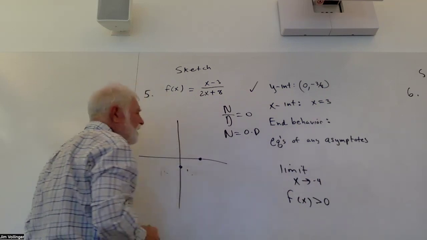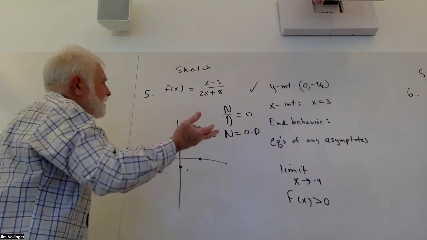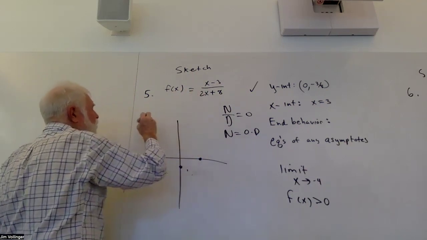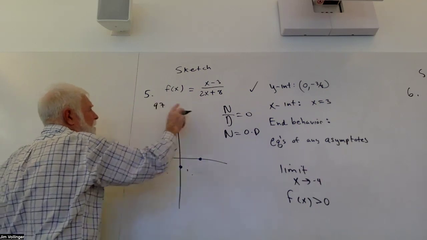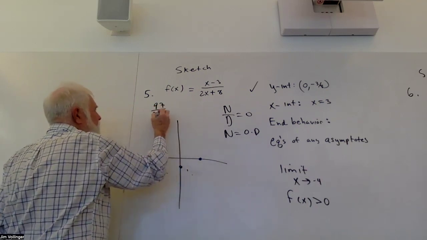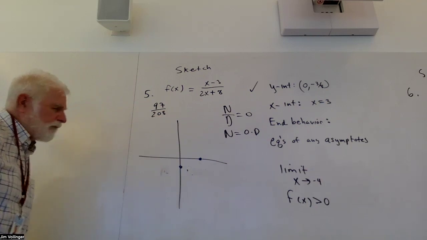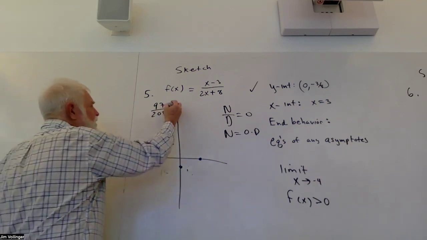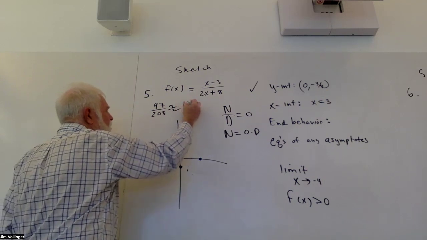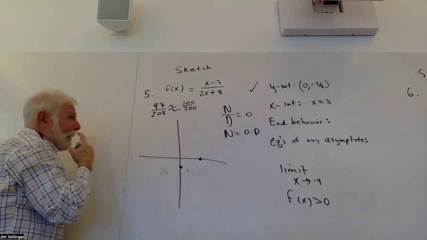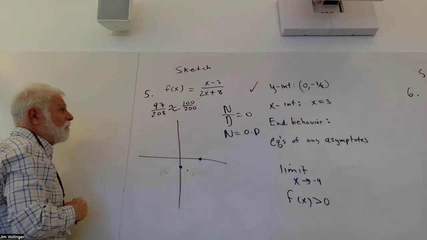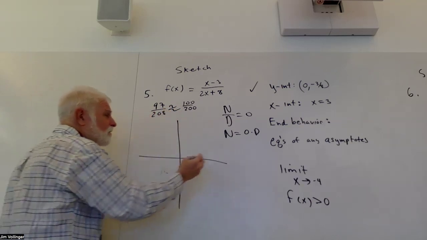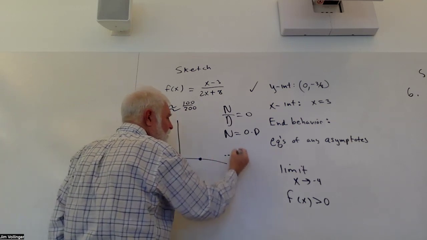End behavior. End behavior is when you put in a big number. So let's put 1,000. Let's just put 100. 100 minus 3, 97, over 208. Do you have a feeling for the size of that fraction? Do you see that it's close to 100 divided by 200? And if I put bigger numbers in, I'm going to get closer and closer to this. Looks to me like I'm heading to a half.